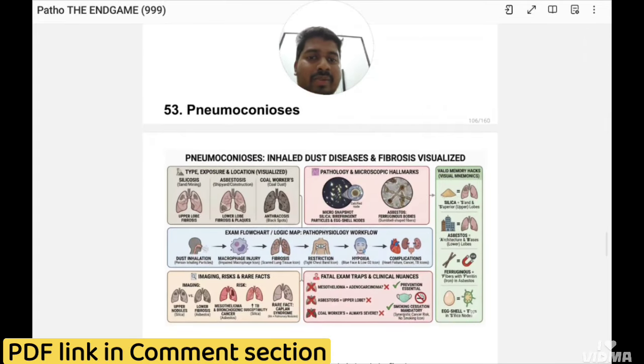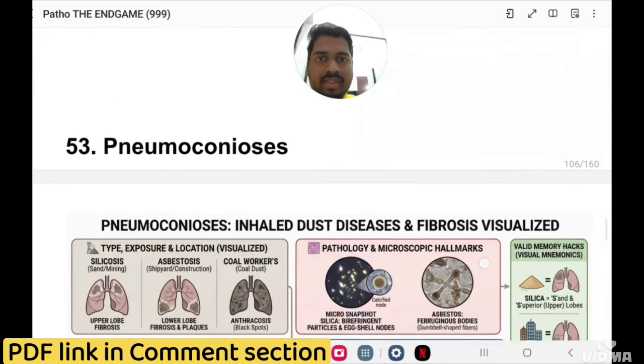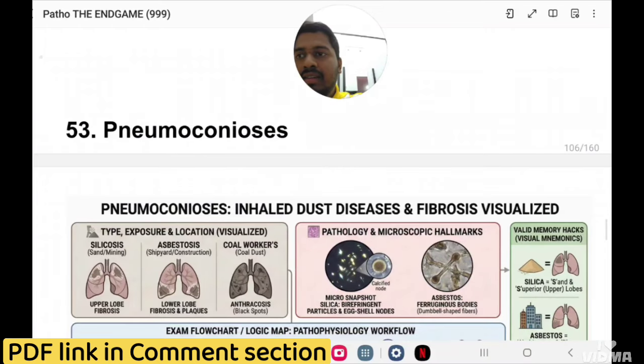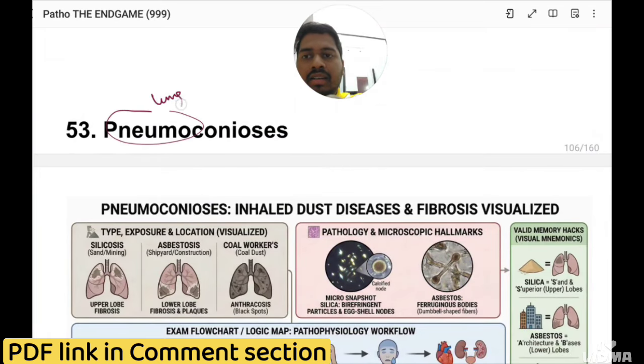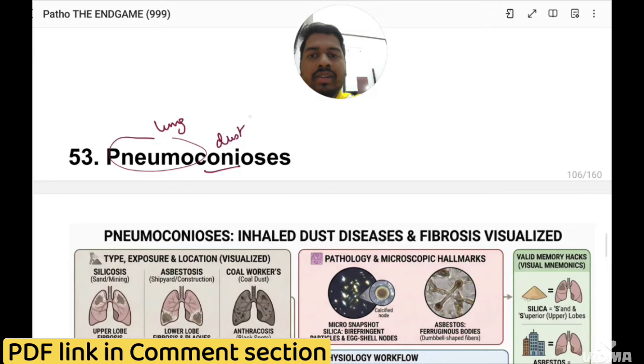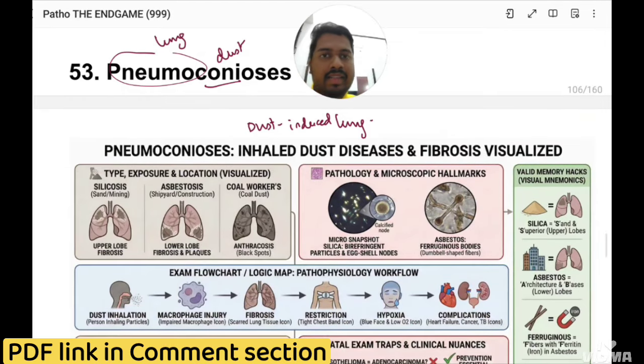Next is pneumoconiosis, another very important topic asked in pathology. The word pneumoconiosis itself has a meaning. Pneumo means lung, conio means dust. So it is nothing but dust induced lung disease, and we have mainly three types. One is exposure to dust mainly during sand blasting and mining, where silica deposition happens. This is silicosis, and in silicosis there is upper lobe fibrosis.